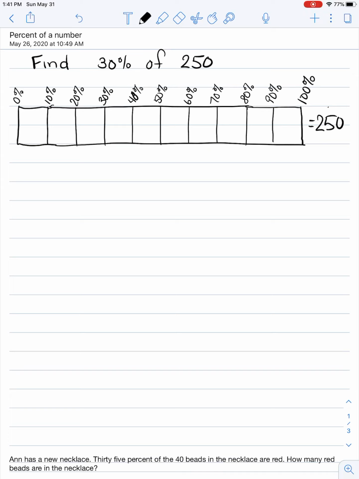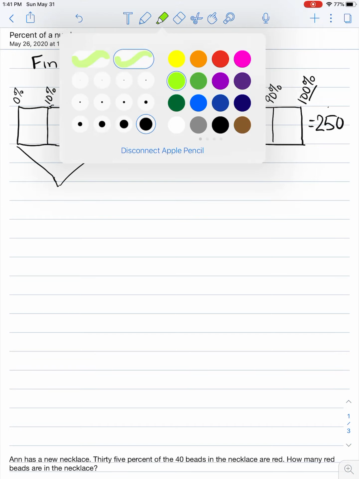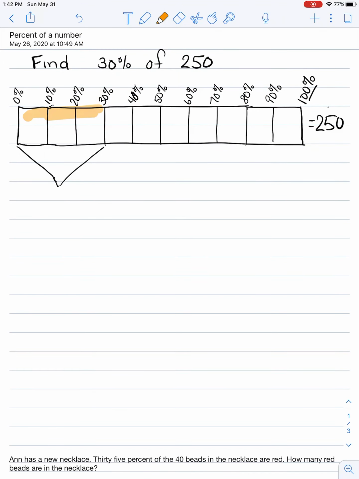Now, what we do is we divide this bar model, which is 100% because it's the whole thing, into 10 equal pieces, and each piece represents 10%. So if I want 30%, it means I want 3 boxes. All right, and so I can do that, or I can get fancy and shade in 30%, whatever you like.